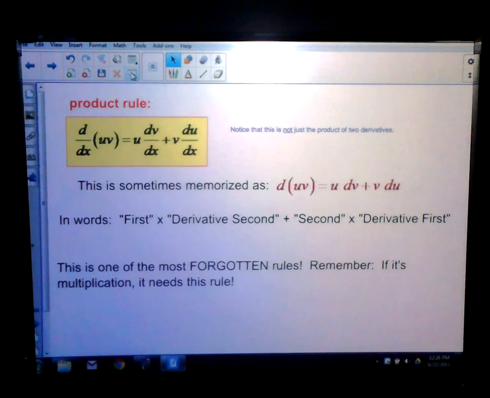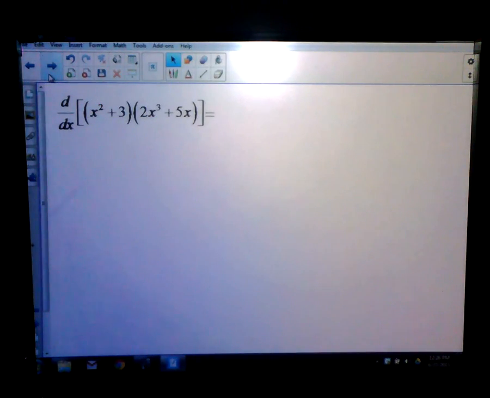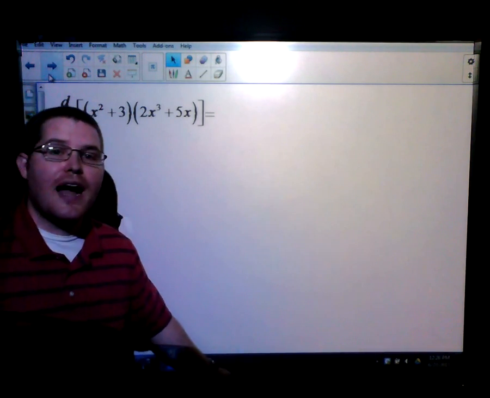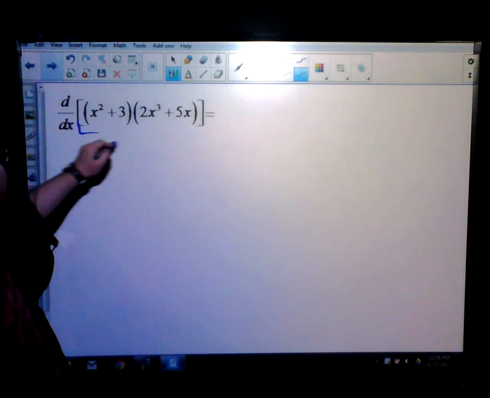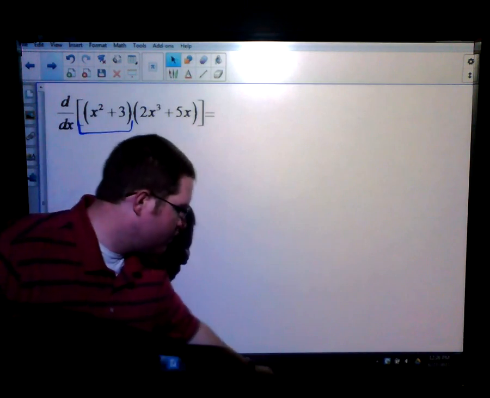One of the most forgotten rules. It is multiplication, so it needs a rule. It's not just the derivative of the first and the derivative of the second. Let's try one, because we're not going to get it unless we try it. This is a product rule. How do I know? Because it's two different things multiplied.